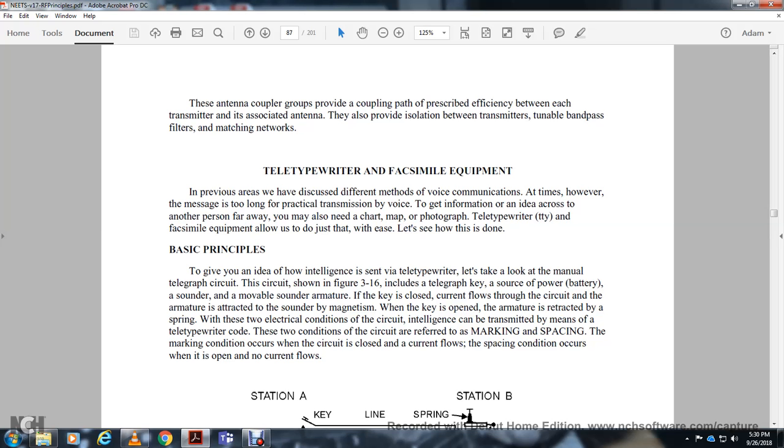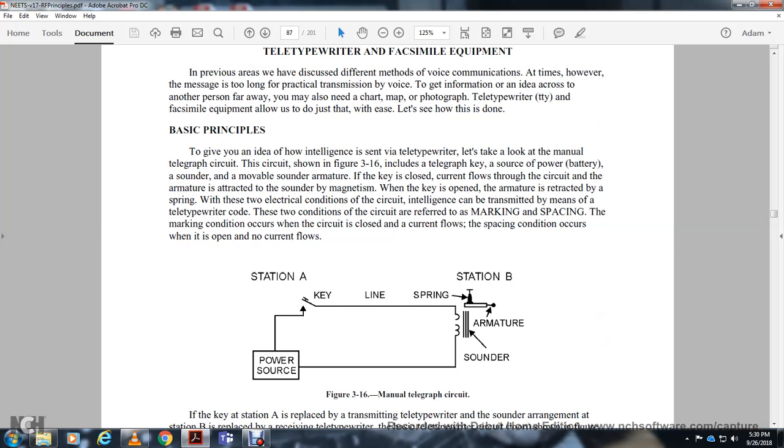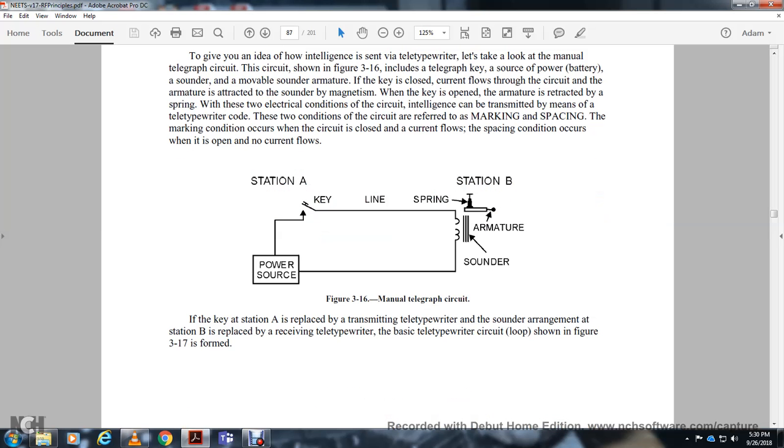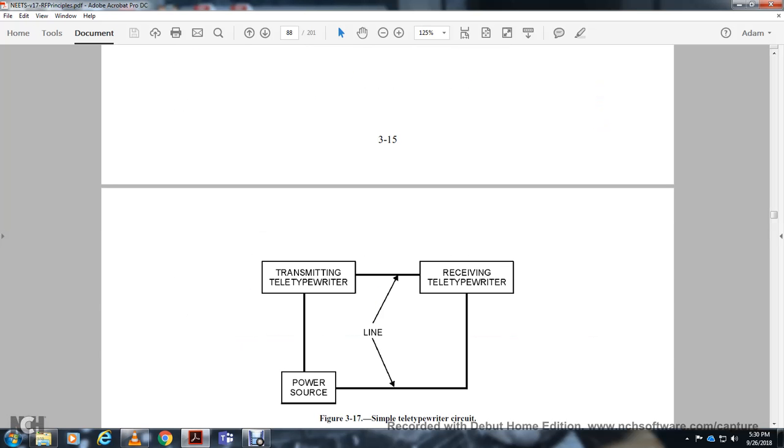The two conditions of the circuit are marking and spacing. The marking condition occurs when the circuit is closed and current flows. The spacing condition occurs when the circuit is open and no current flows. The figure shows the power source, the station switch, key, line, spring, armature, and sounder. If the key at station A is replaced with a teletypewriter transmitter, and the sounder at station B is replaced with a receiving teletypewriter, the basic teletypewriter circuit loop shown in figure 317 is formed, with the transmitter, line, receiver, and power source.